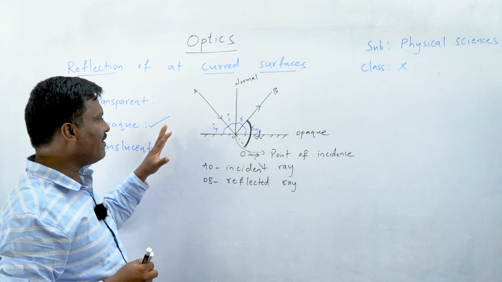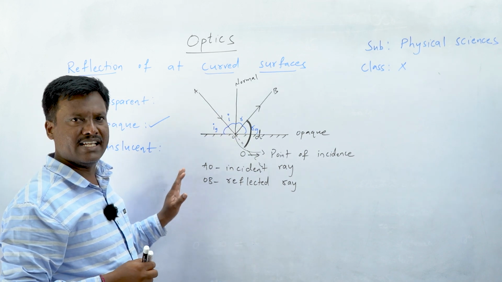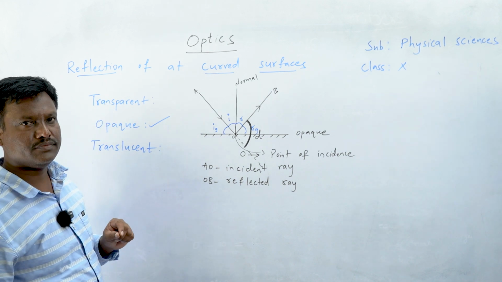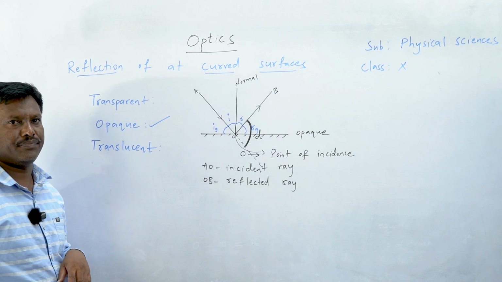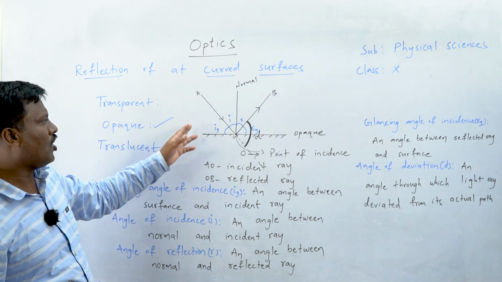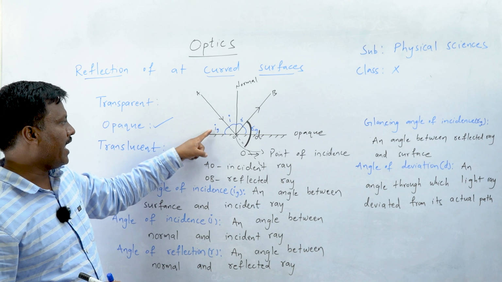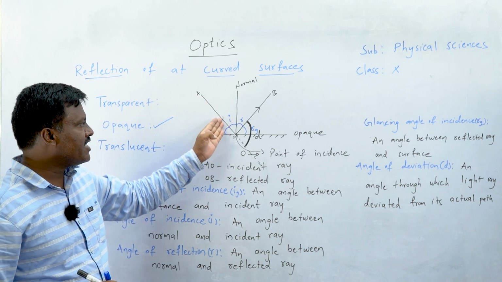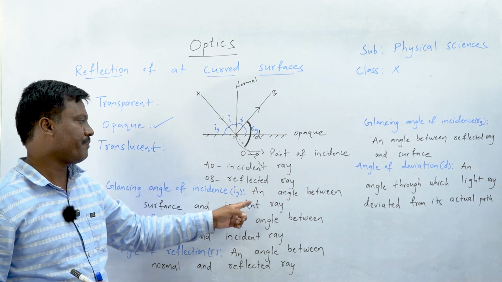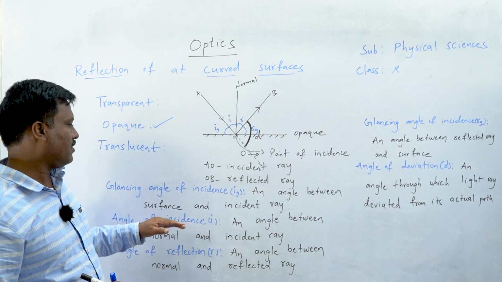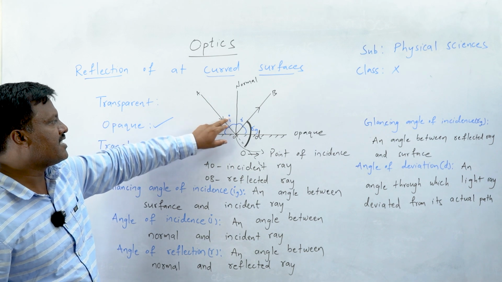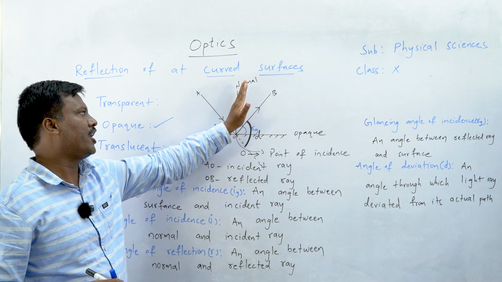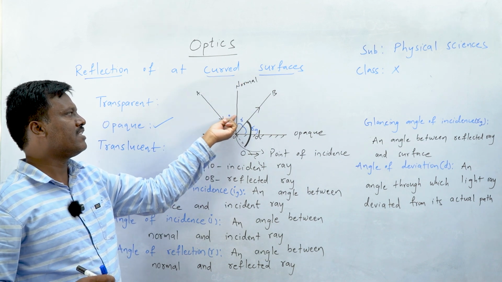Okay, so I will give you the definitions of all these five angles. Please note them down. Here we have the definitions of all these five angles. Glancing angle of incidence is an angle between the incident ray and the surface. This is the glancing angle of incidence. This is the angle of incidence. It is the angle between the incident ray and the normal. Normal and incident ray is called the angle of incidence.